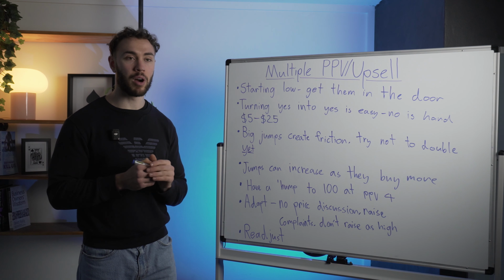Now the jumps can and should increase as they buy more. As they get more excited and impulsive, you want to be selling it for more and more at bigger jumps. Something that I prefer is having a jump to triple digits at around the fourth pay-per-view.